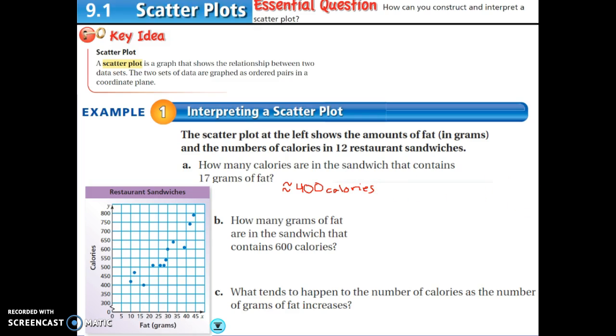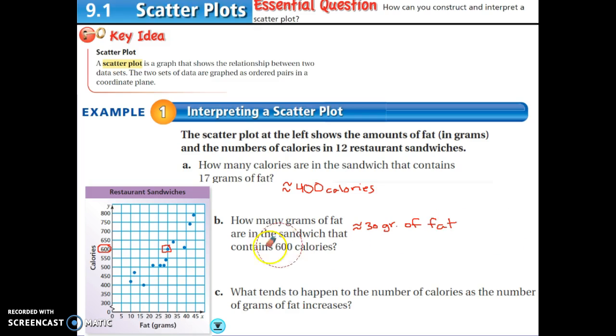In part B, how many grams of fat are in the sandwich that contains 600 calories? So now I'm going to start on the calorie axis and go up to 600. I know it's got to be somewhere along this horizontal line, so I go along to the right until I hit the dot that is on that line. Here it is. And then I need to go down to see that it has 30 grams of fat. So in this sandwich, there are about 30 grams of fat.